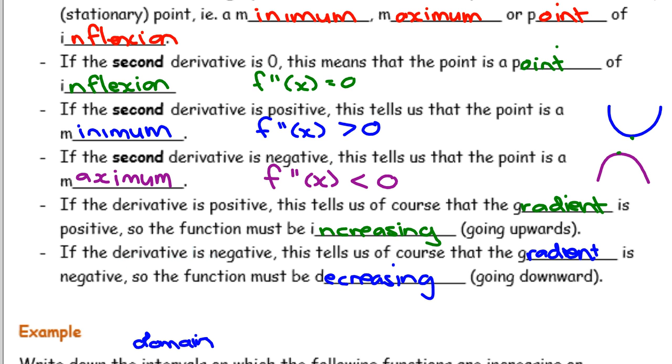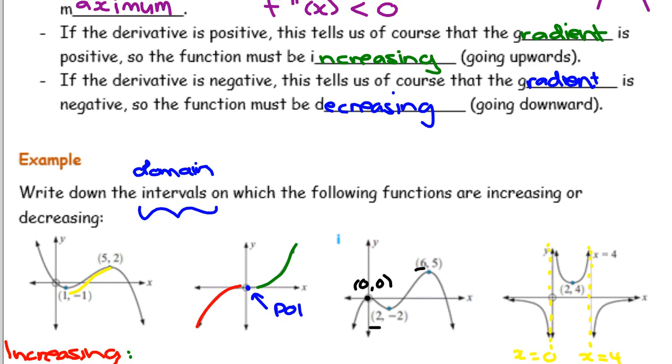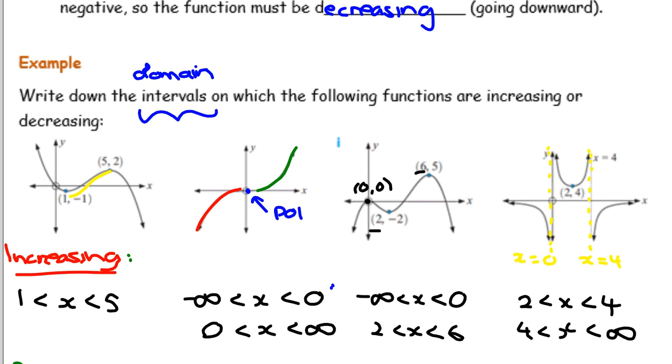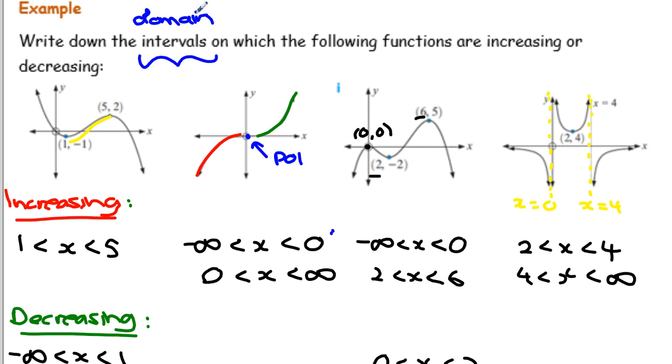Let's do a few examples now. Example: write down the intervals on which the following functions are increasing or decreasing. This is nice. Here we've got the graph. By intervals we mean domain, using domain and range kind of notation. So where is it increasing and where is it decreasing?